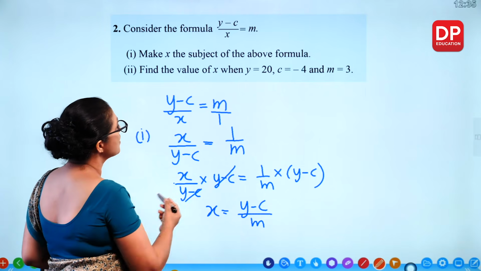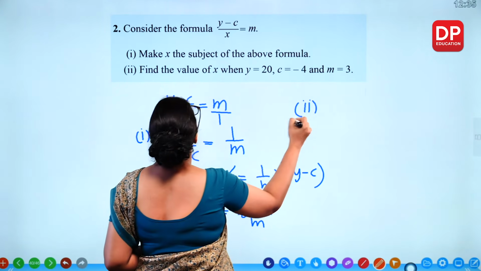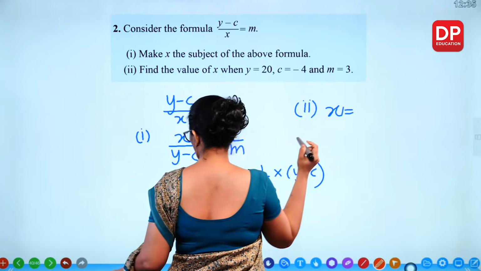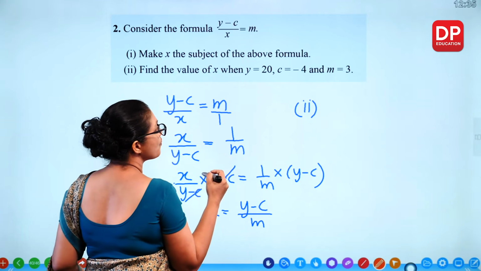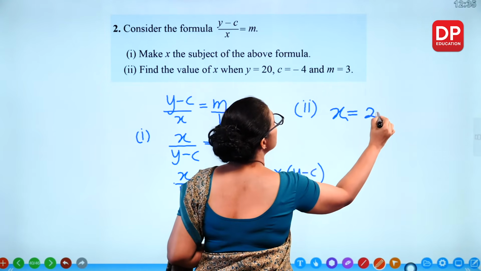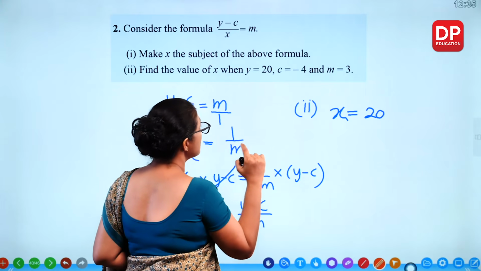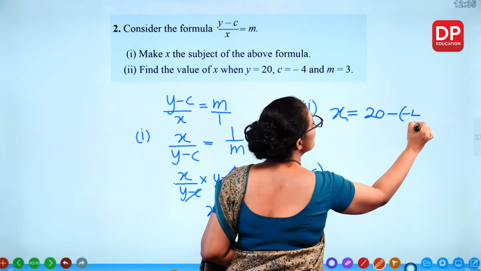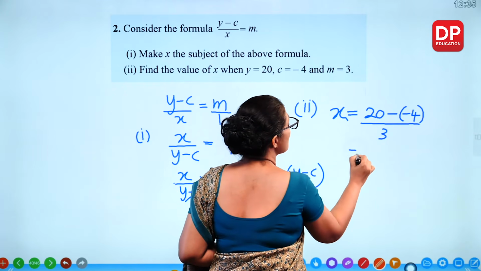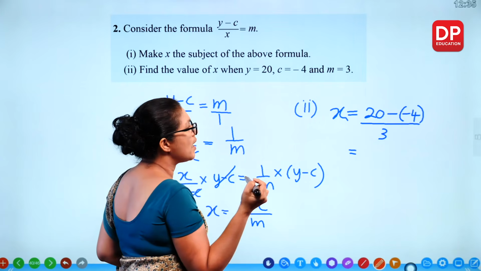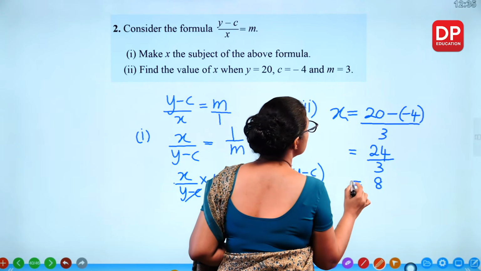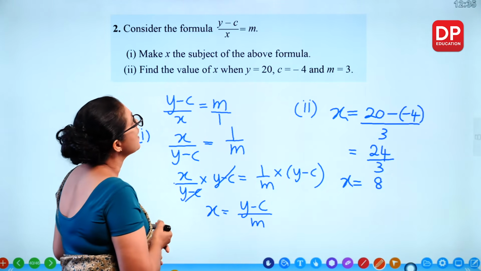Now we can substitute. In the second part it says find the x value when y equals 20 and c is minus 4. Put brackets there and m equals 3. So 20 minus minus 4 becomes plus 4. That's 24 divided by 3. You get 8 for the x value.